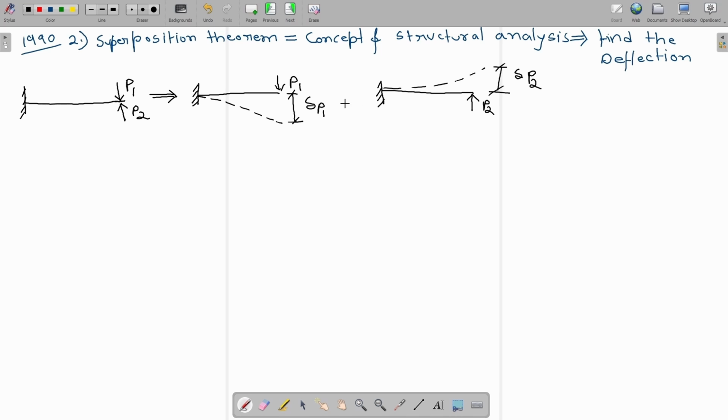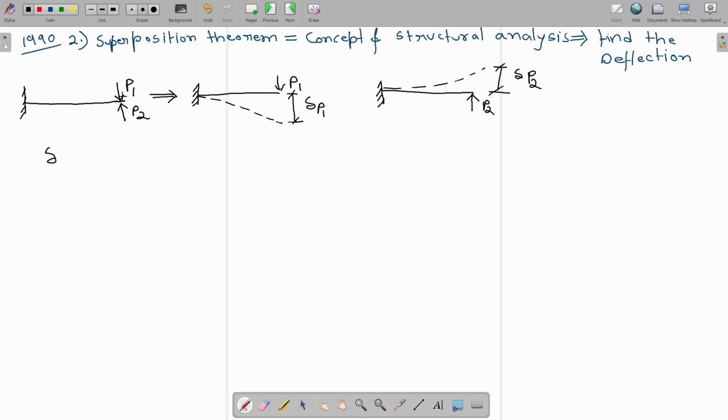What is the superposition theorem saying? It says that the deflection at a given point in a structure produced by several loads, this is load 1, this is load 2, these are the two loads acting on the structure at different points. We have considered it to be the same point. Acting on the structure simultaneously, we can find by superposing the deflection at the same point produced by the loads acting individually.